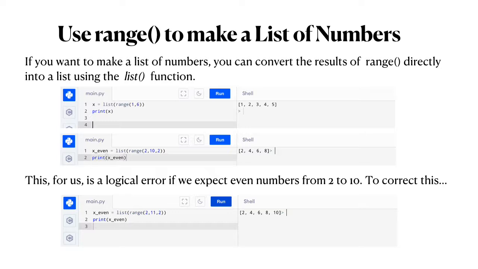Again, remember that the first argument sa range nga function is kung asa siya mag-start. Ang second is kung asa siya mag-end. Kung asa siya mag-end, dito niya apilon. So, what if gusto ko mag-make og lists, or I mean list from 2 to 10 nga a list of even numbers. So, 2, 4, 6, 8, 10. So, asa ko dapat mag-end? Di ba dapat dili ba kay 10?